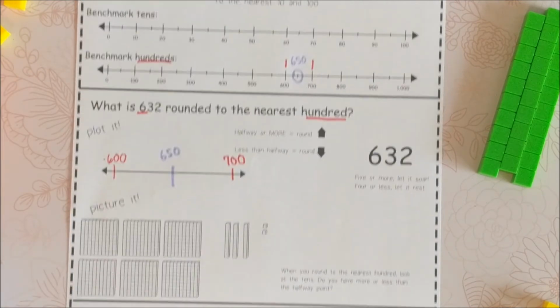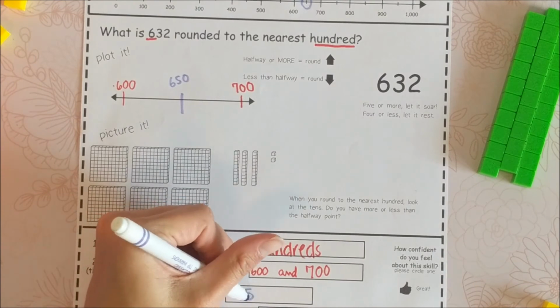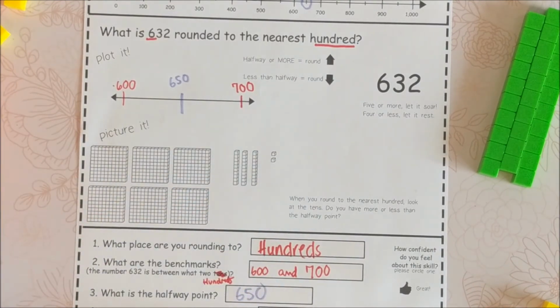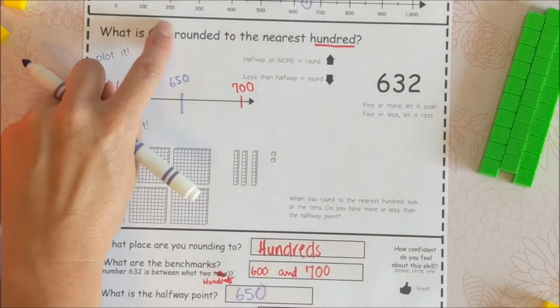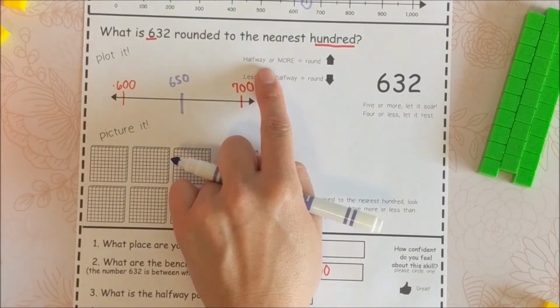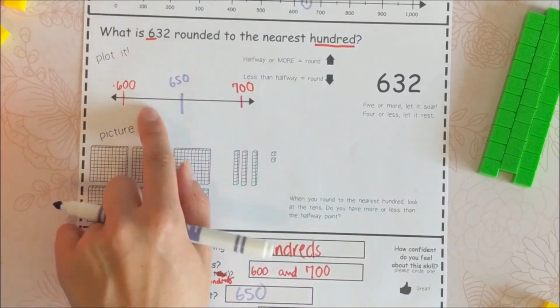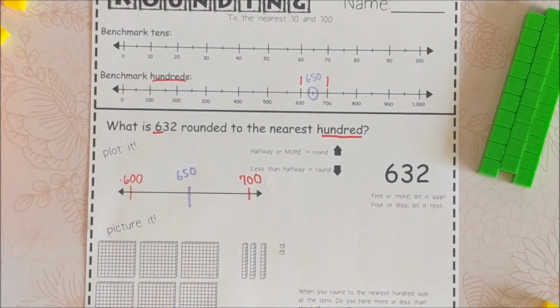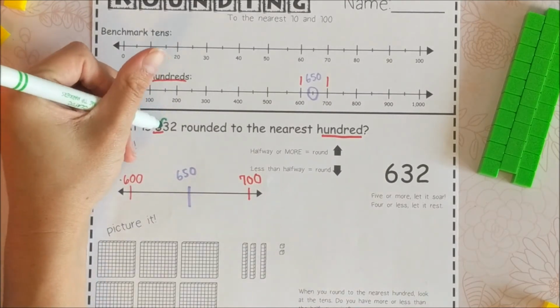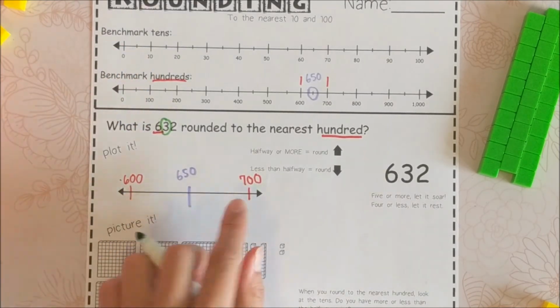Now, are we going to round up or down? And the question is our number halfway or more? So is it past here, or is it less? To do that, we're going to look at the tens. So we're going to look at the next one over. And then let's put it on the number line.